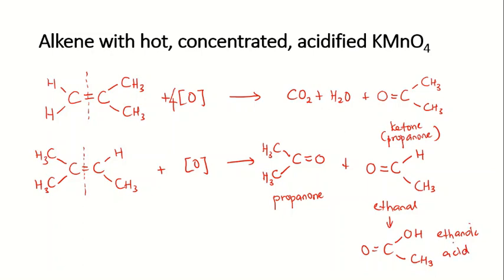Now in the exam, they will normally ask you to draw the final products. So we do not need to go through this step of writing down the ethanal. We can go straight to the final product. So you only have to write propanone and ethanoic acid as the final products of this reaction. So bear in mind, if you see an H bonded to the C double bond O, it is an aldehyde. It can be further oxidized to a carboxylic acid.